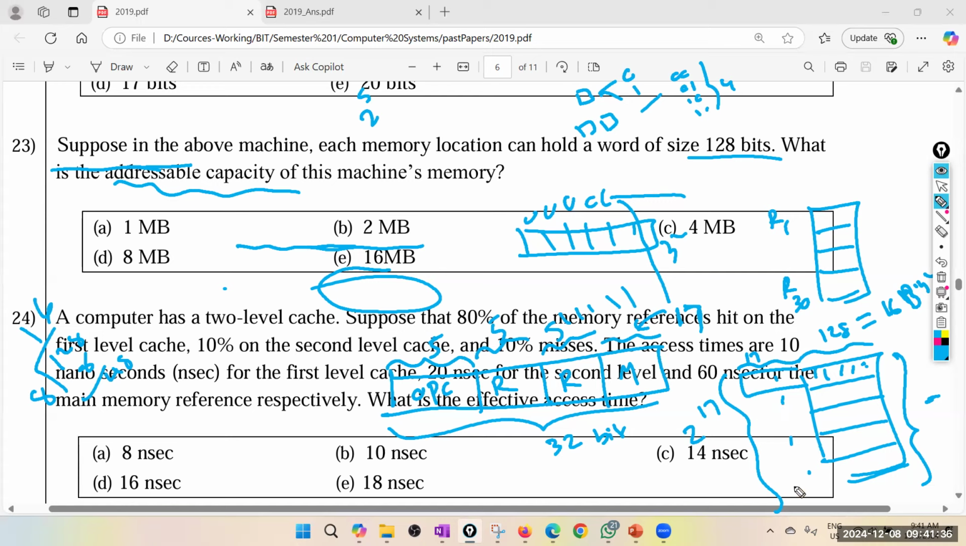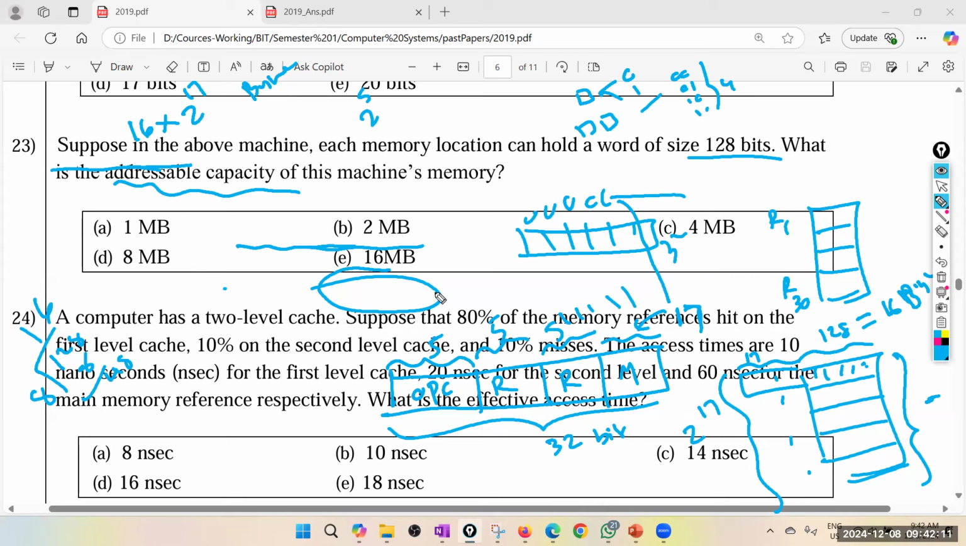So therefore, what is the addressable memory capacity? 16 byte into 2 to the power 17 locations. So this much of memory capacity is available, because one location's capacity is 16 byte, but theoretically we have 2 to the power 17 such locations, because we have 17 bits for the memory address in our instruction. So this is the answer, right? In bytes.